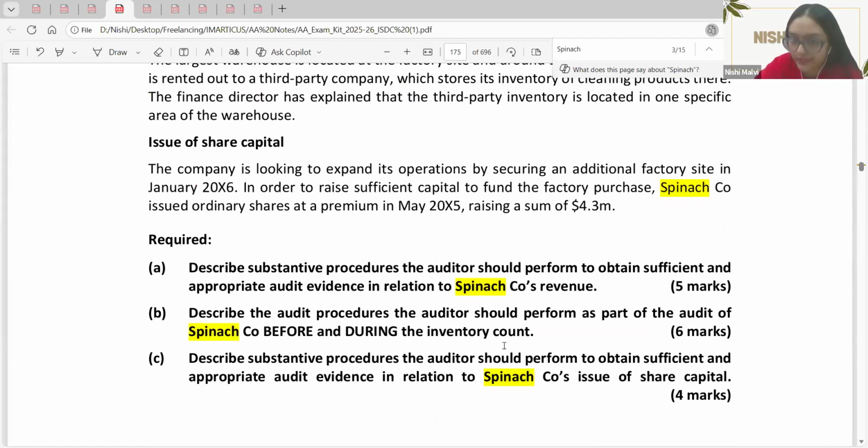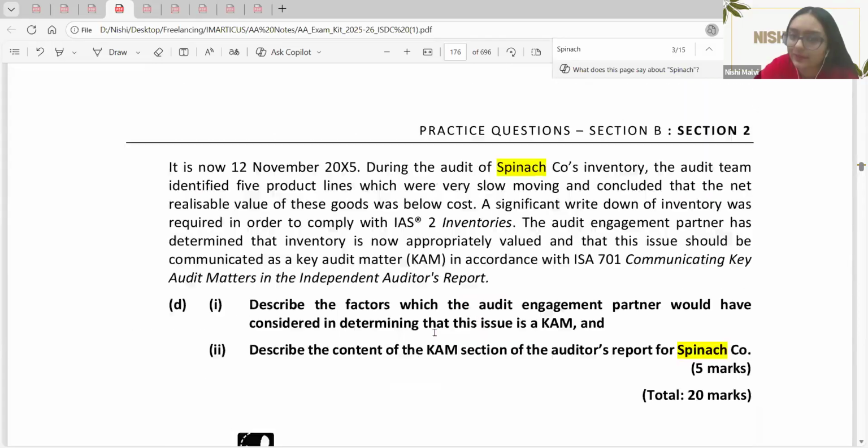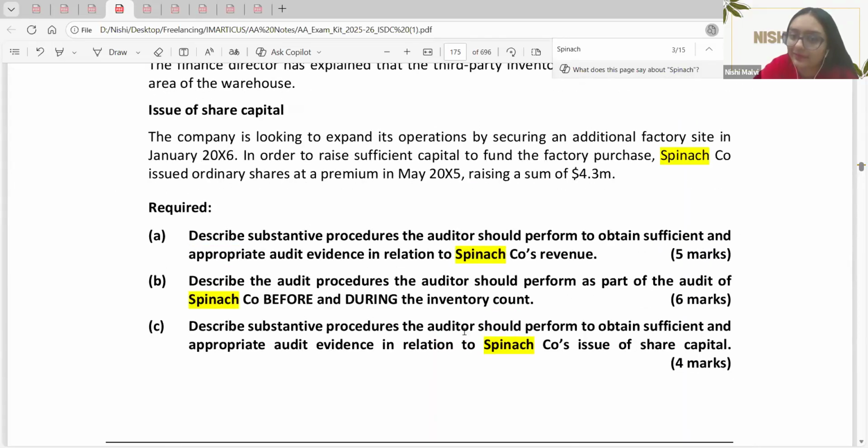We can actually do this. Naina, see. Acha, sufficient. They're talking about the audit procedure.